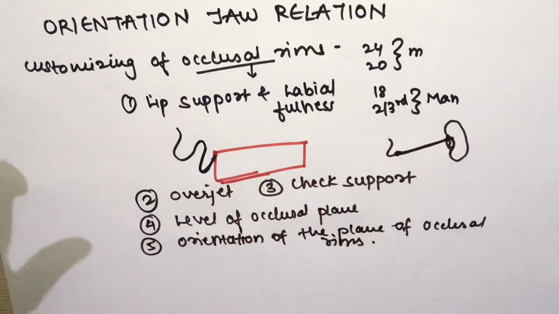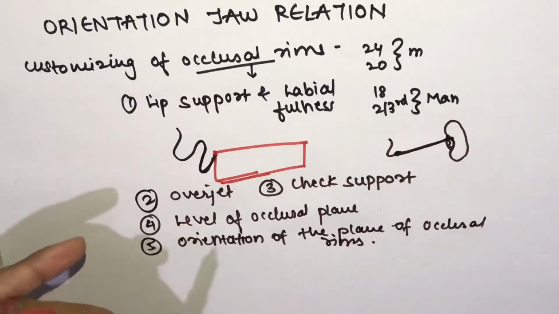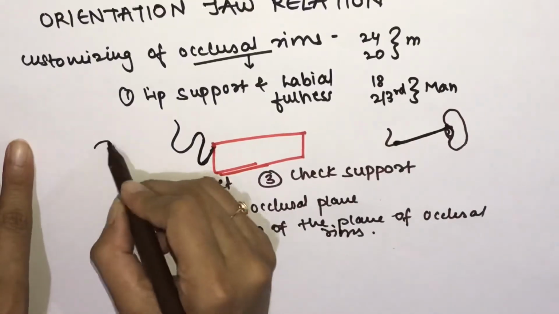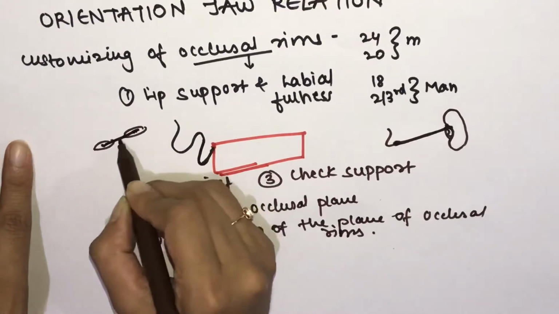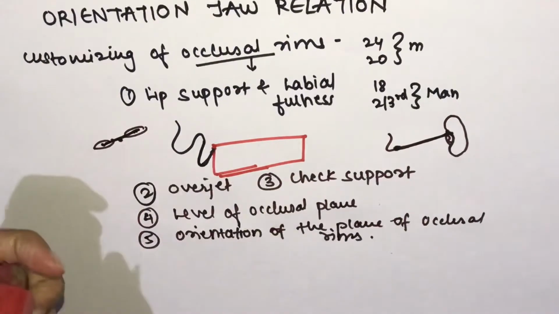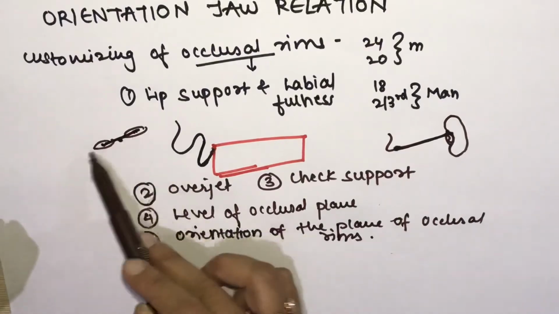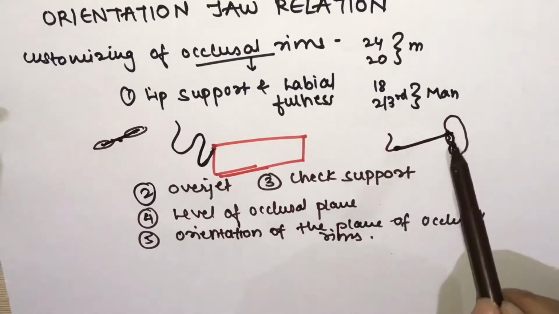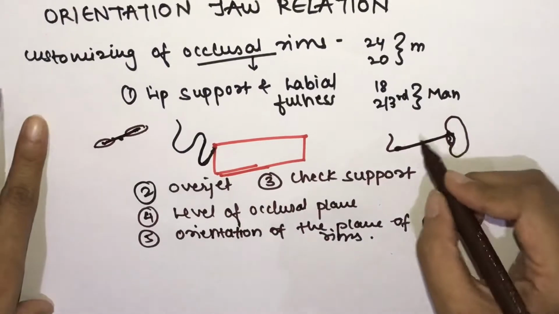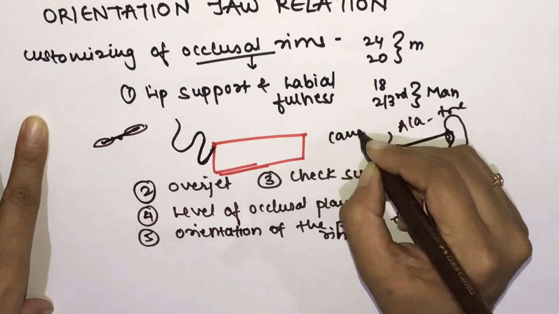So basically the plane of the maxilla is determined anteriorly by the interpupillary line. This is your eyes and this is the pupil. The distance between these two pupils is your interpupillary line. So anteriorly, the plane of the maxilla is determined by this interpupillary line, and posteriorly it is determined by this ala-tragus line, which is also known as the Camper line.